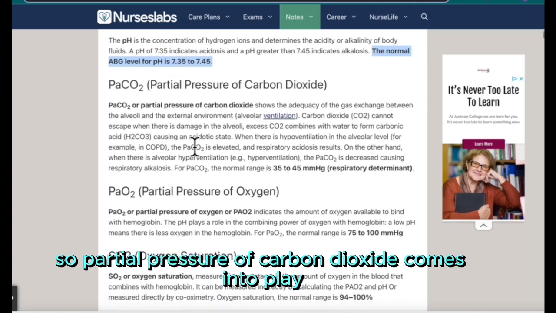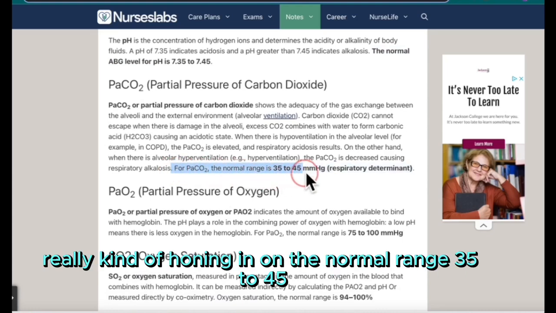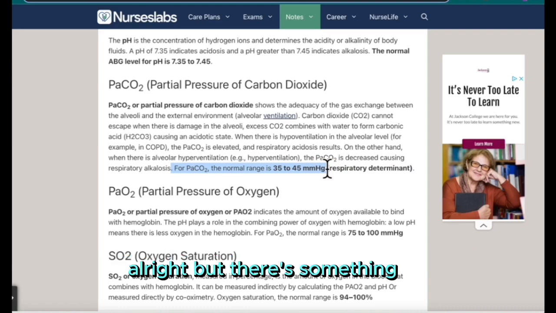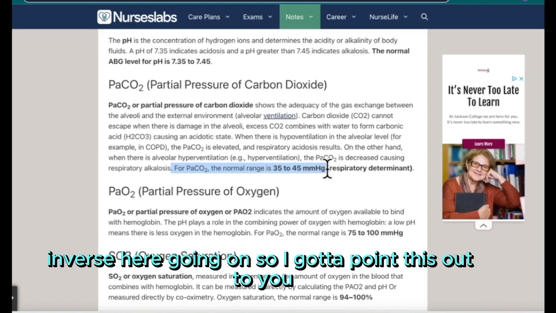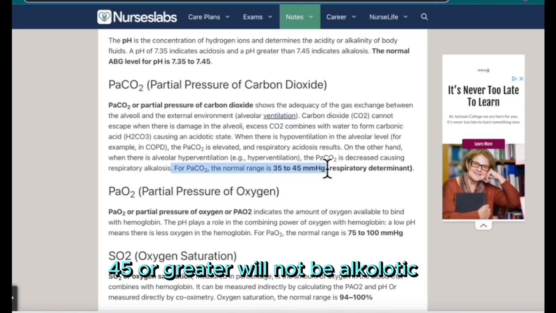Now, partial pressure of carbon dioxide comes into play, and look at the normal range for that. We're really honing in on the normal range, 35 to 45. But there's something inverse going on, so I've got to point this out to you. 35 or less will not be acidotic, and 45 or greater will not be alkalotic. So get that out of your head.